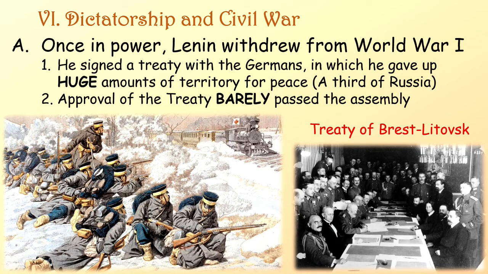Once in power, Lenin withdrew Russia from World War I. He signed a treaty with the Germans in which he gave up huge amounts of territory for peace, about a third of Russia. Approval of this treaty barely passed the assembly, and the treaty was called the Treaty of Brest-Litovsk.